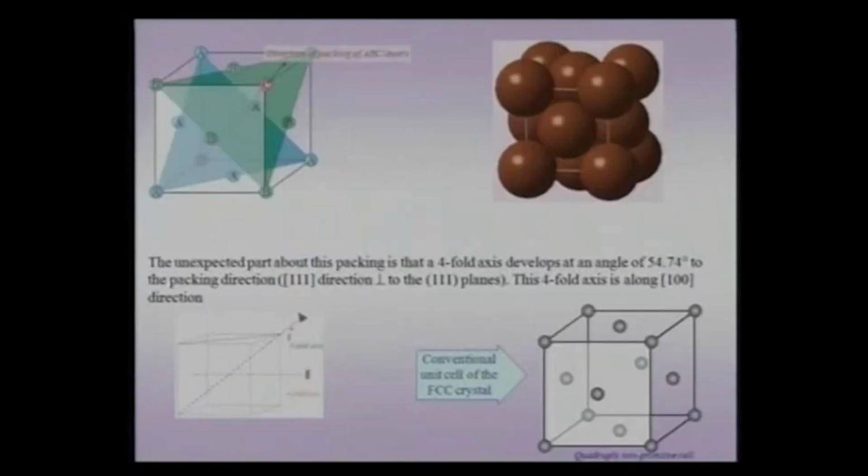But what is surprising, and arises during this kind of ABC packing, is the existence of the 4-fold axis. We are doing the packing along this 3-fold direction, which is the vector we have shown here, the direction of the packing of the ABC layers, but surprisingly at an angle of about 54.74 degrees to this 3-fold axis, you get a 4-fold axis. And this aspect is not obvious when you try to do this packing, but it is generated purely by the ABC kind of packing.